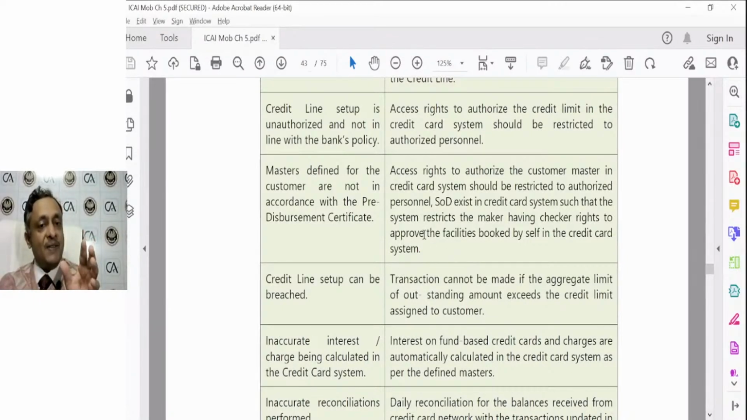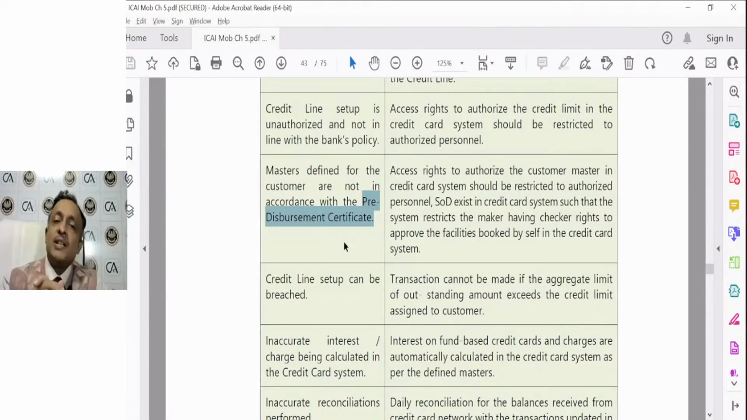Then, where the masters defined for the customer are not in accordance with the pre-disbursement certificate. This is again very relevant for credit card customers. When I say pre-disbursement certificate, for a credit card, if as a banker I am issuing a credit card, my pre-disbursement certificate will basically include, someone said CIBIL, so you can take my CIBIL score and the analysis of my net worth. So I will have a sanction certificate. This is the maximum limit that can be sanctioned as per pre-decided criteria.